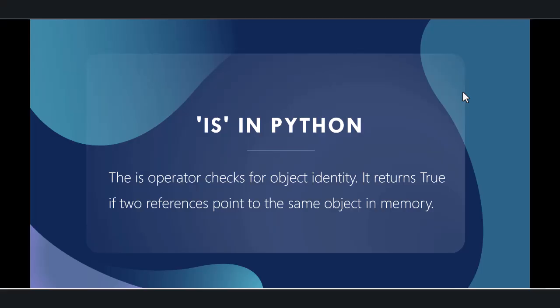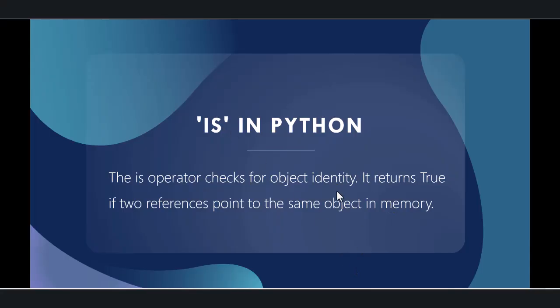The is operator checks for object identity. It returns true if two references point to the same object in memory. While comparing two different objects, if they both lie in the same memory, then it will return true. For this, we will use the is operator in Python.